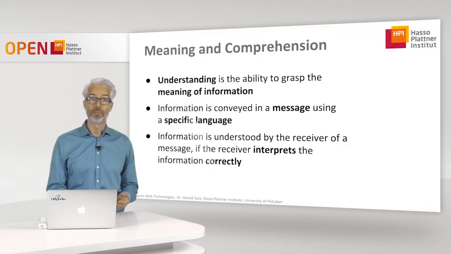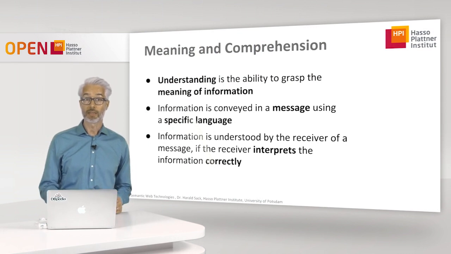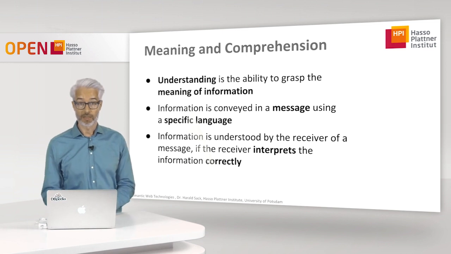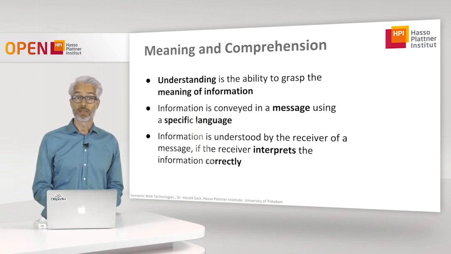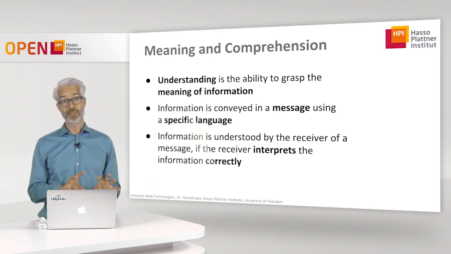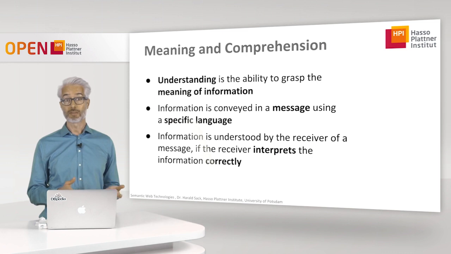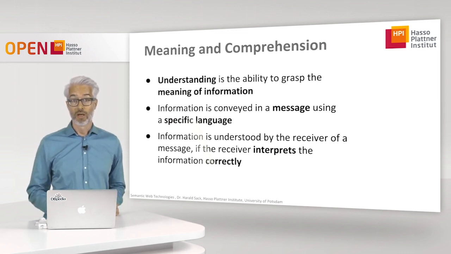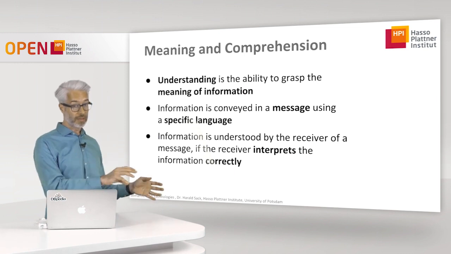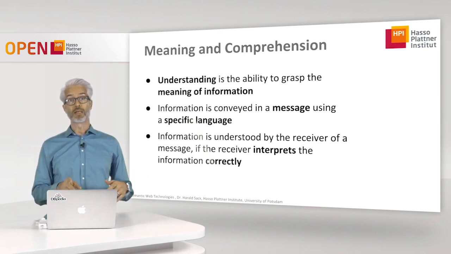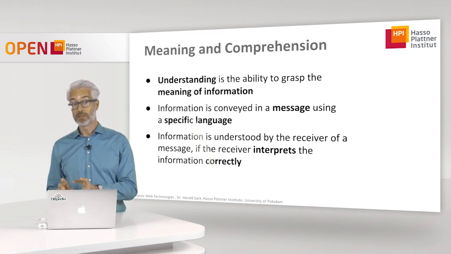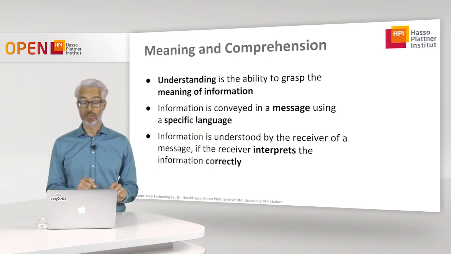So first of all, meaning and comprehension, meaning and understanding are closely coupled. Understanding is nothing else but the ability to grasp the meaning of information. Usually this information is conveyed in a message between sender and receiver, and this message is formulated or written in a specific language. So we have a message which is passed from a sender to a receiver. And to understand the content of this message, the receiver must be able to interpret the content correctly.